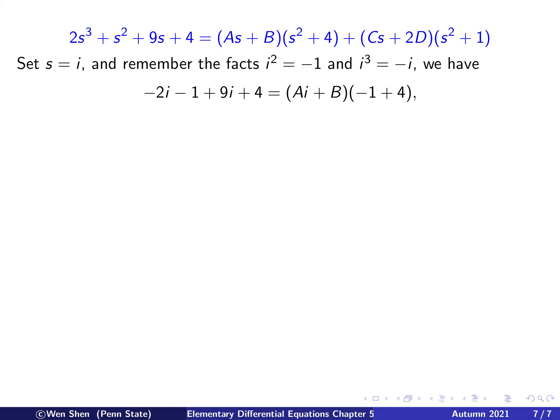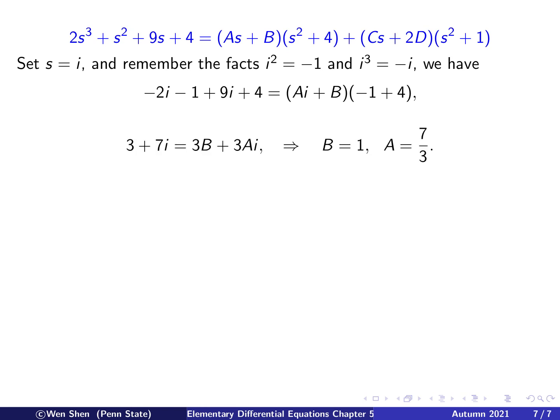Okay, and then remember that i squared is minus 1, and therefore s squared plus 1 is 0. So c and d are gone. Then we'll only have a and b. Okay, and then i squared is negative 1, and i cubed is negative i. Let's plug that in. So we'll get negative 2i minus 1 plus 9i plus 4 would equal ai plus b, negative 1 plus 4, this is 3.